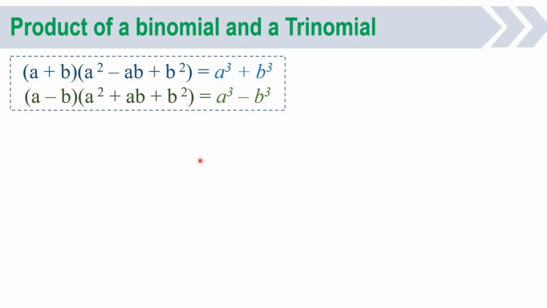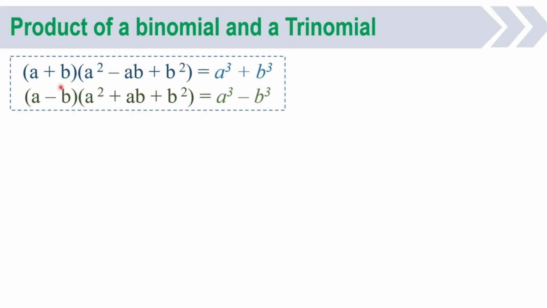But please take note that you can only apply this pattern if your trinomial is also in this pattern, wherein the first term and the last term of this trinomial came from the square of the first term and last term of your binomial. And the middle term must be the combination of the two. If the pattern is not like that, you cannot apply this a cubed plus b cubed. Same with the second example.